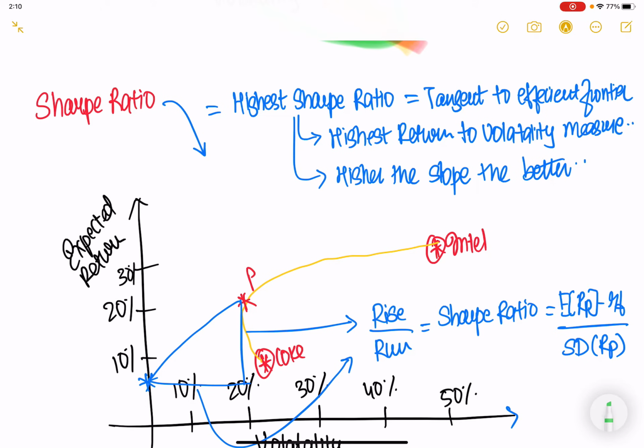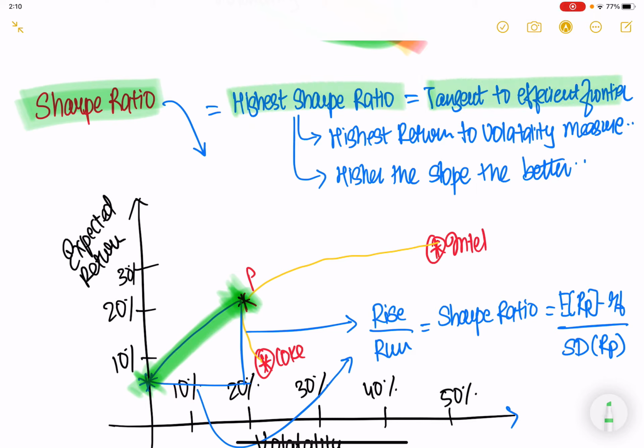Related to that is this concept of the Sharpe ratio, right? So this line, which starts at the risk-free rate, goes and touches the tangent portfolio. The line at the tangent is the line which has the highest slope, right? So it has the steepest slope, right? So the highest Sharpe ratio is the tangent.